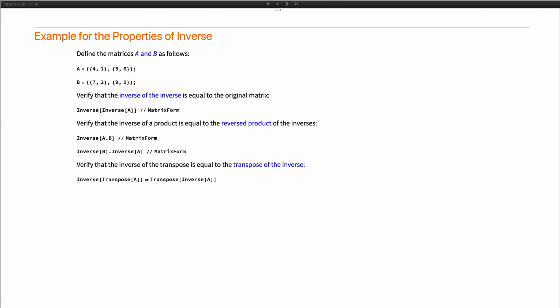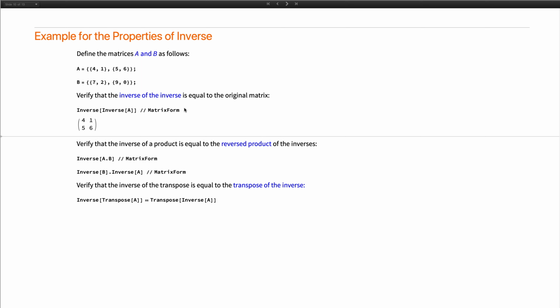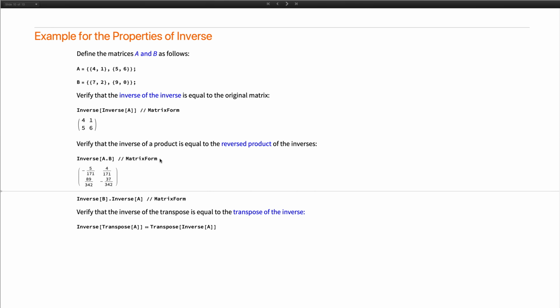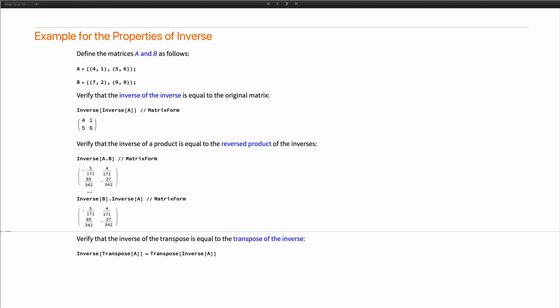Okay, so as an example for those properties, you have two matrices A and B over here. Let's check that if you do the inverse of the inverse of A, you do get back the matrix A, which is correct over here. Then if you do the inverse of A dot B, that's inverse B dot inverse A. So notice I have got the reversed order over here. You have B and then A. And finally, if you do the transpose followed by inverse, or inverse followed by transpose, you get back just the same result.